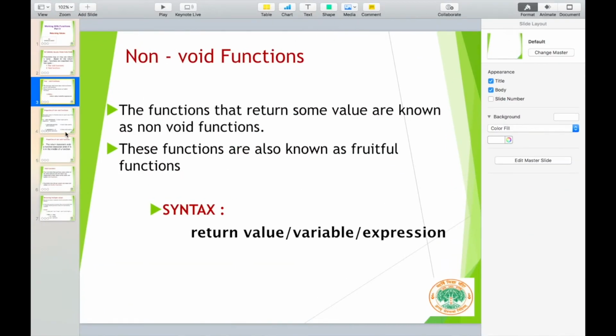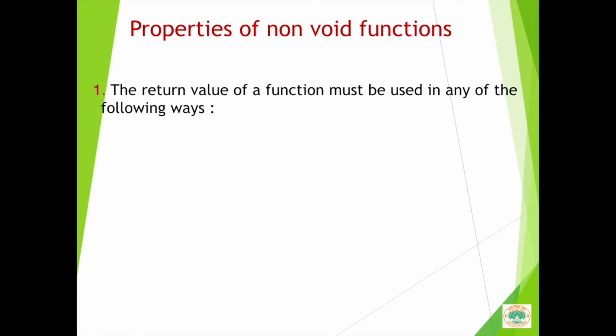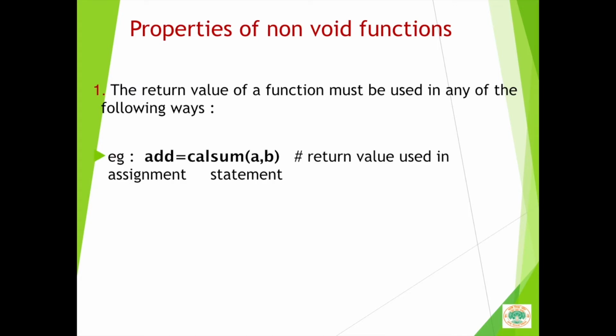Okay, let's go to the next topic: some properties of non-void functions. Let's see these properties. What is the first property? The first property is that the return value of a function must be used in one of the following ways. A value is returned from the function definition, and after returning, the value can be used in the following ways. The first way is the one we used in our previous session: we did the function calling, and the returned result was stored in a variable add.